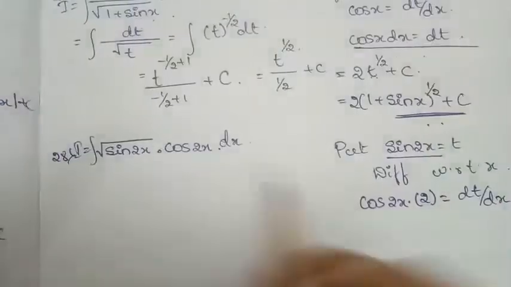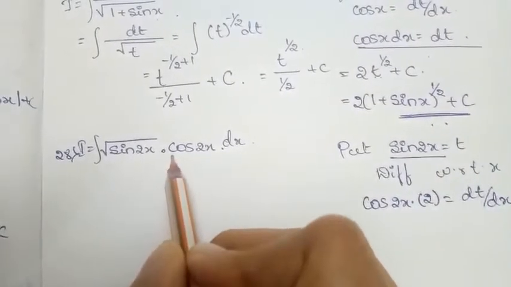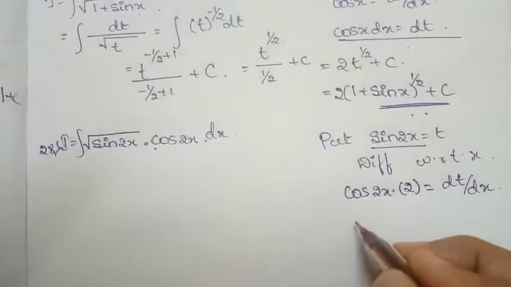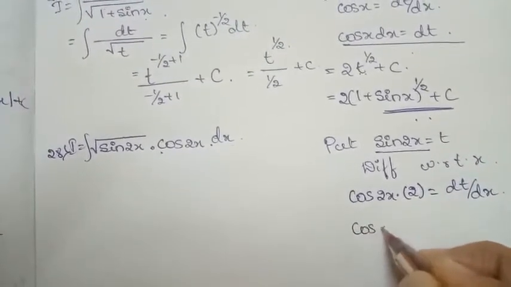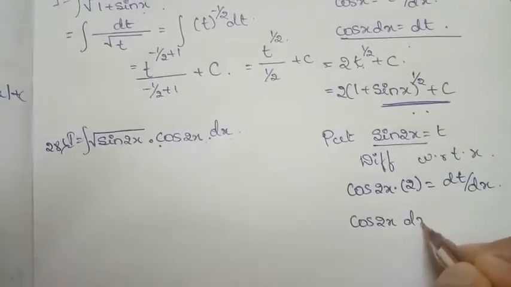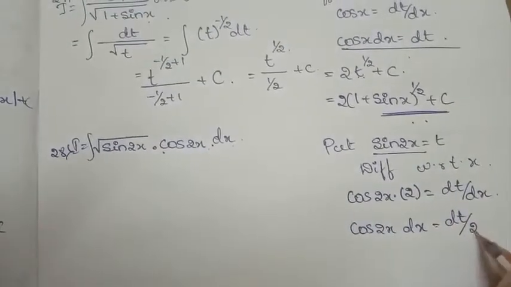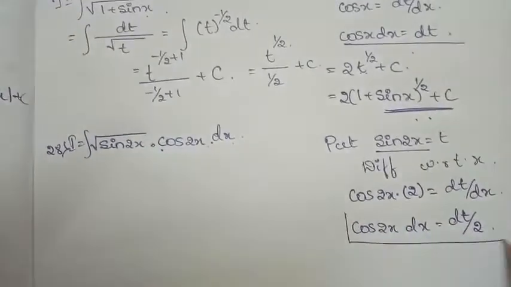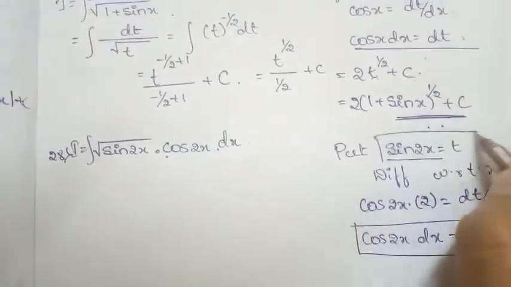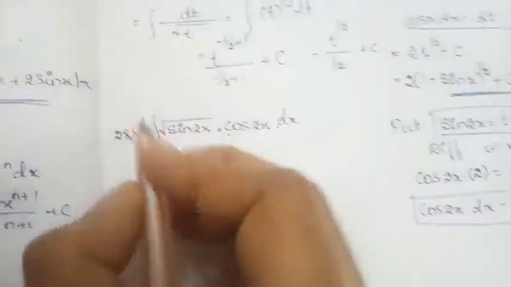But what we require, by looking into the question, is cos 2x into dx. So I'll write cos 2x into dx. I'll bring this 2 to the right hand side. It becomes dt by 2. So we got certain things which we need to substitute in the given equation.